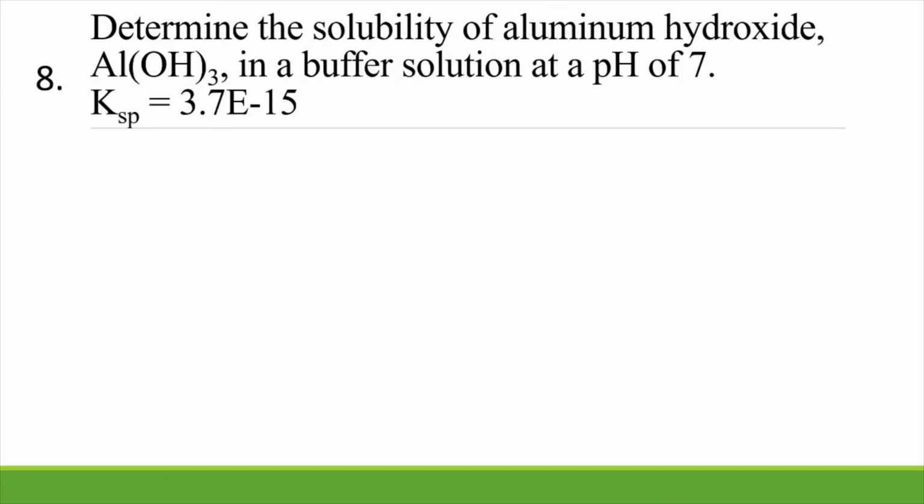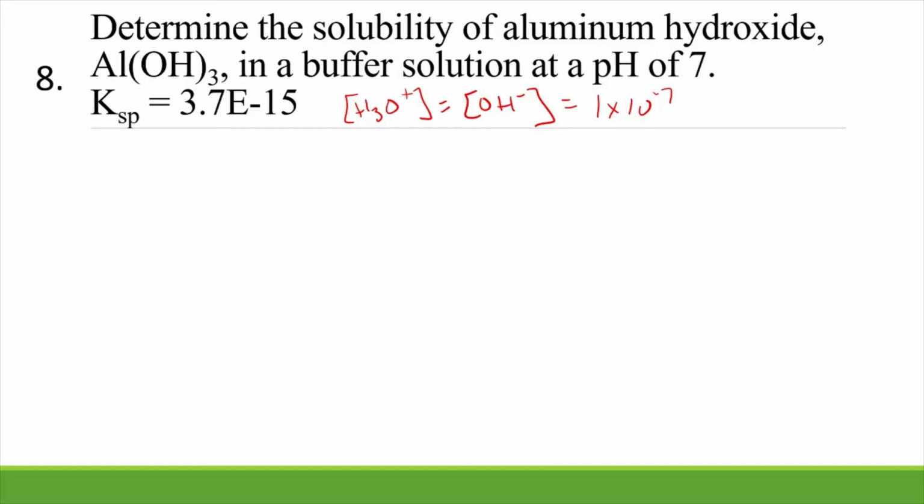All right, number 8, determine the solubility of aluminum hydroxide in a buffer solution at a pH of 7. So a pH of 7 means we're nice and neutral. That means at a pH of 7, our concentration of H3O+ is equal to our concentration of hydroxide, and they're both equal to 1 times 10 to the negative 7th power. So hey, that helps.